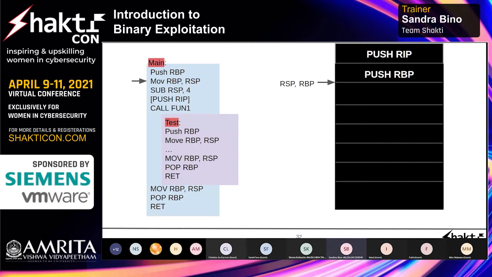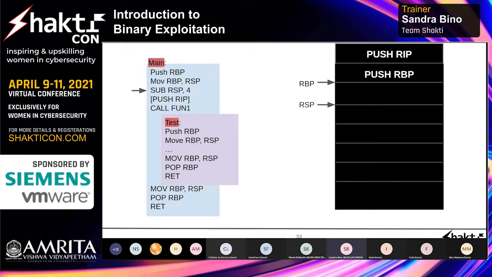So you move the value of RSP to RBP, and then we have sub RSP, 4. As you all know, the stack grows from the top to the bottom, and when you subtract 4 from RSP, the RSP pointer gets moved 4 bytes towards the bottom of the stack.